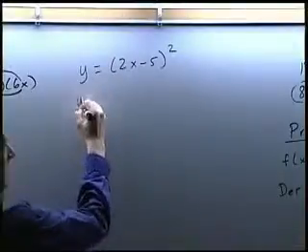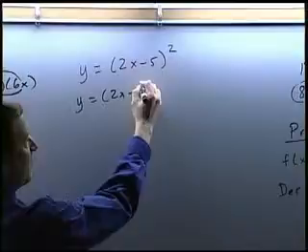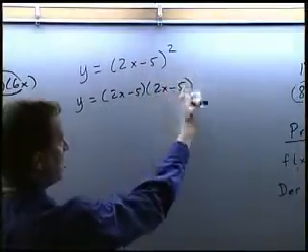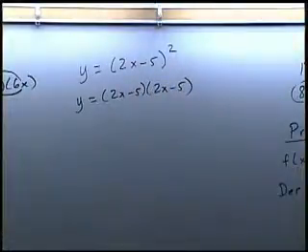Squaring a function means I'm just taking the function and multiplying it by itself. And so we need to rewrite this as 2x minus 5 times 2x minus 5.